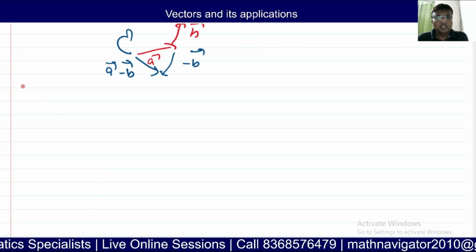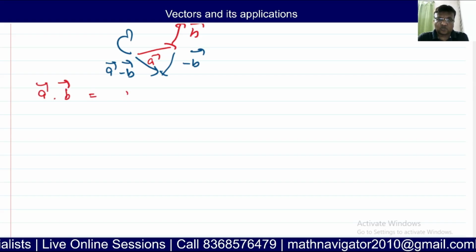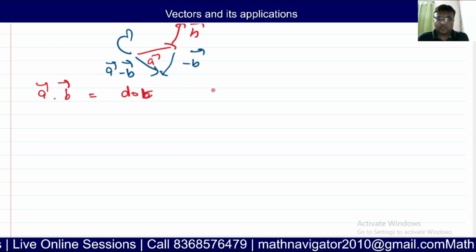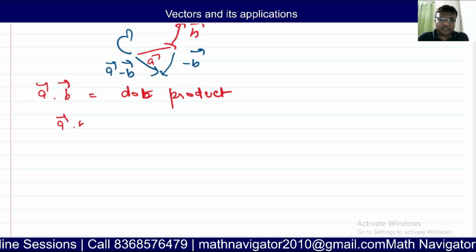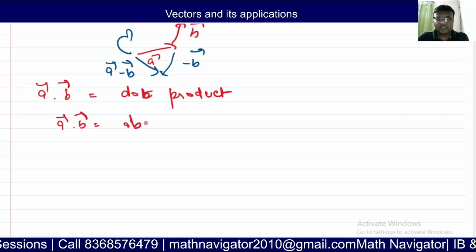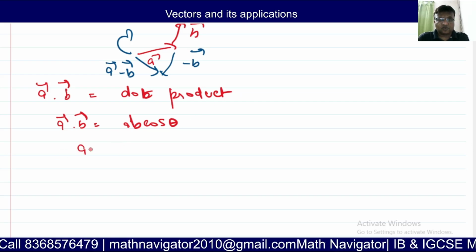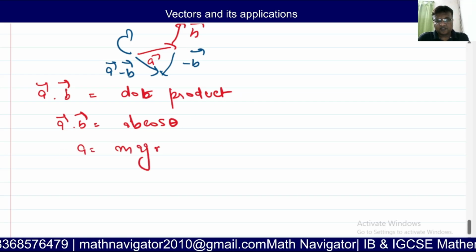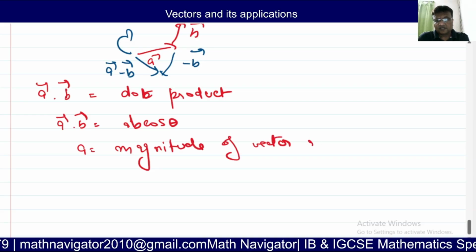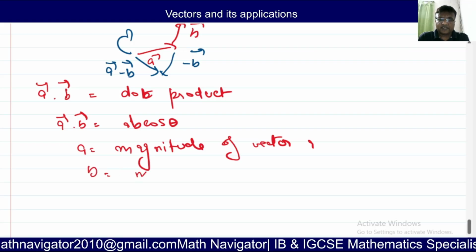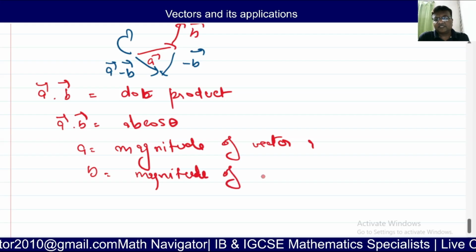Right. Perfect. Now we'll talk about the dot product. This is written like this. Vector A dot vector B is written as AB cos theta. This you have to just understand like this here. A is equal to the magnitude of vector A and B is equal to the magnitude of vector B.